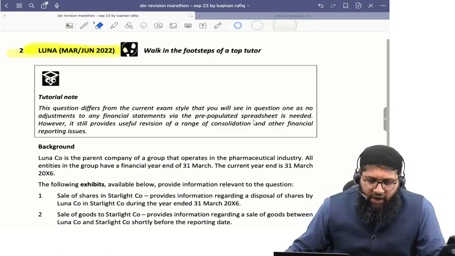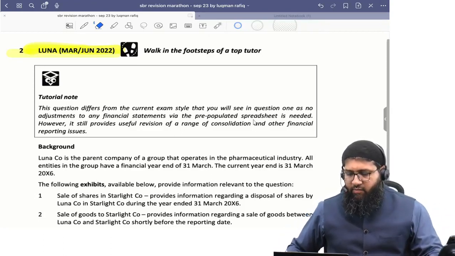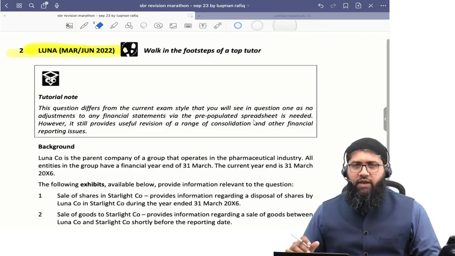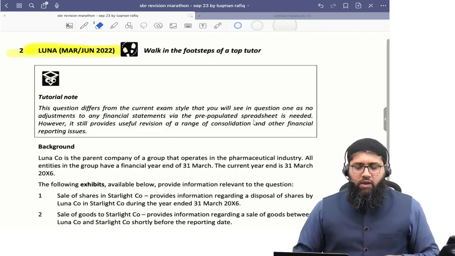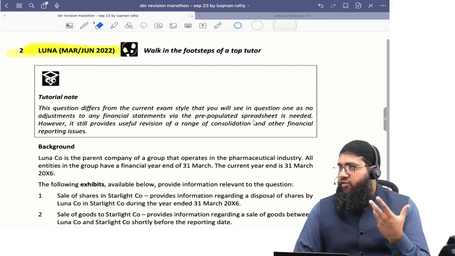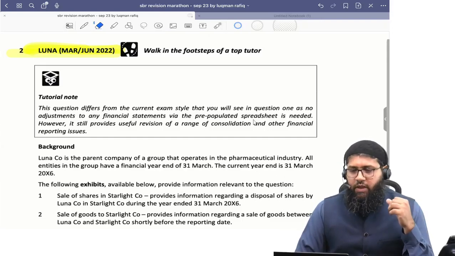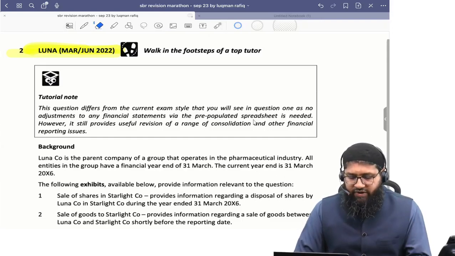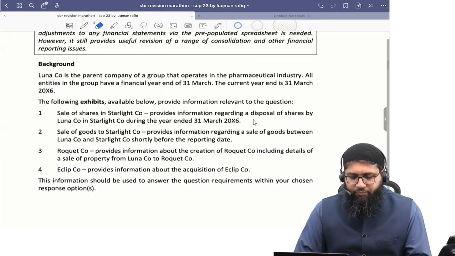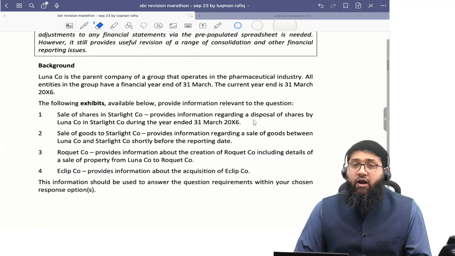Okay guys, we are now going to start off with the next question, and the name of the question is Luna Company. Before I go on to discuss this question, let me take you through it. This is one of the past examination questions. There are multiple requirements that are part and parcel of the question. So let's have a bit of background.